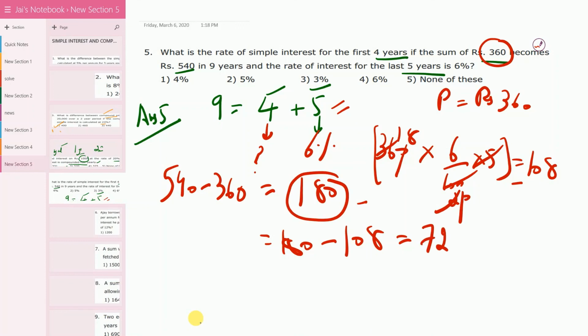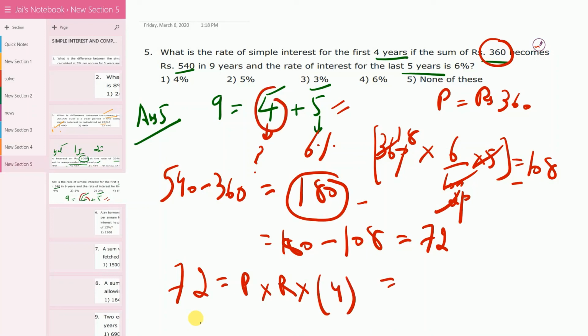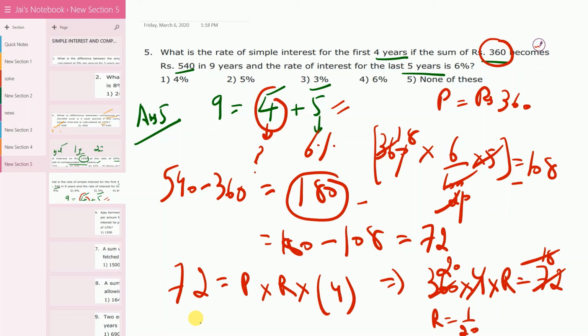So now you have got the value of interest for the first 4 years. This is P into R into the time period, that is for the first 4 years. Now you can simply calculate the value of rate of interest, since you already know the value of principal, into 4 into rate of interest R gives 72. So 18, and this is nothing but 20. Calculating rate of interest in percentage form, this comes out to be 5%. Then option B is the right answer.